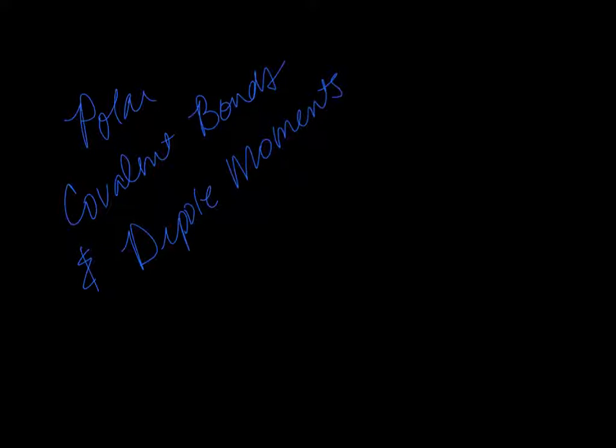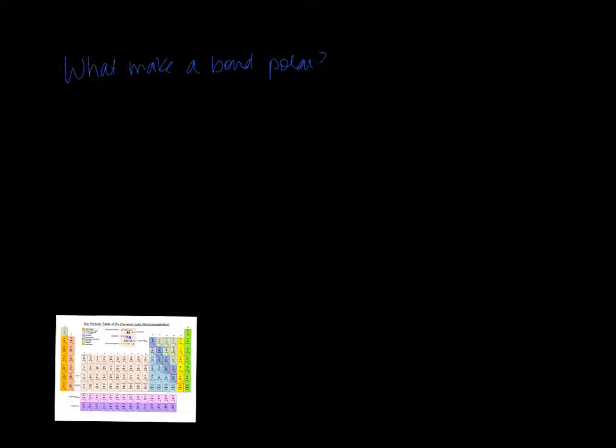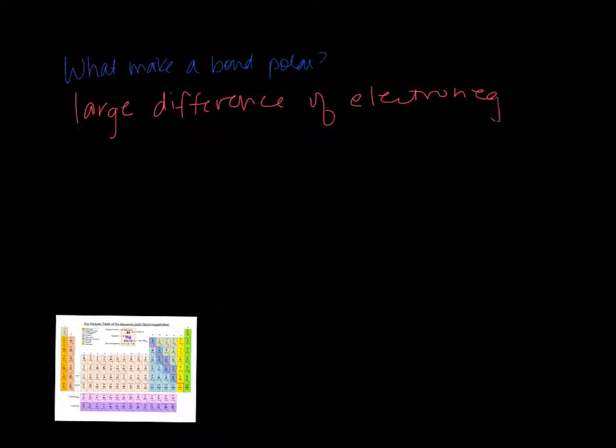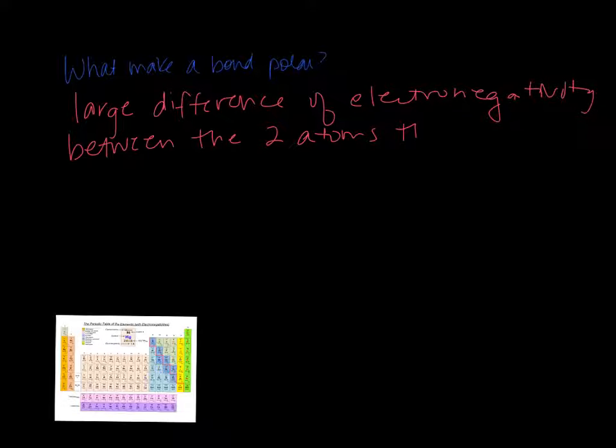In this video, I'm going to talk about polar covalent bonds and dipole moments. So what makes a bond polar? A bond is polar when there's a large difference of electronegativity between the two atoms that make the bond.